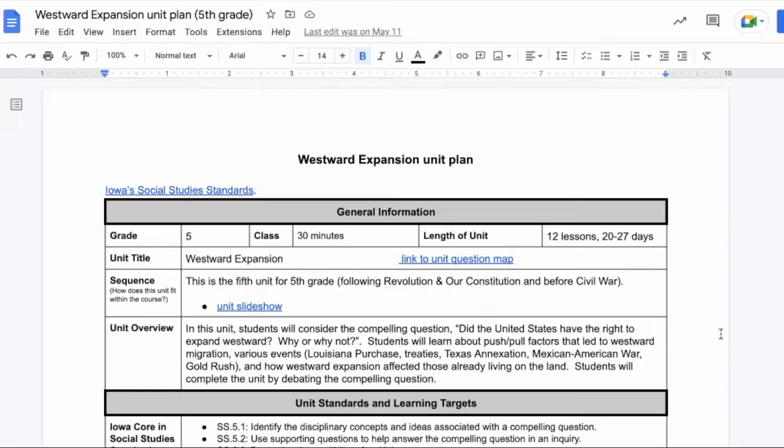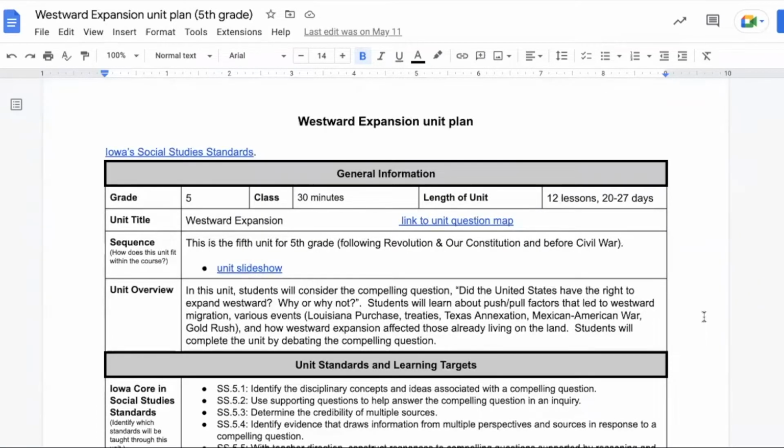My name is Kelly, and today I'm going to walk you through the Westward Expansion unit. This is the fifth unit for fifth grade, and it follows the Revolution and our Constitution. There are 12 lessons in the unit, and this should take anywhere between 20 and 27 days to complete.